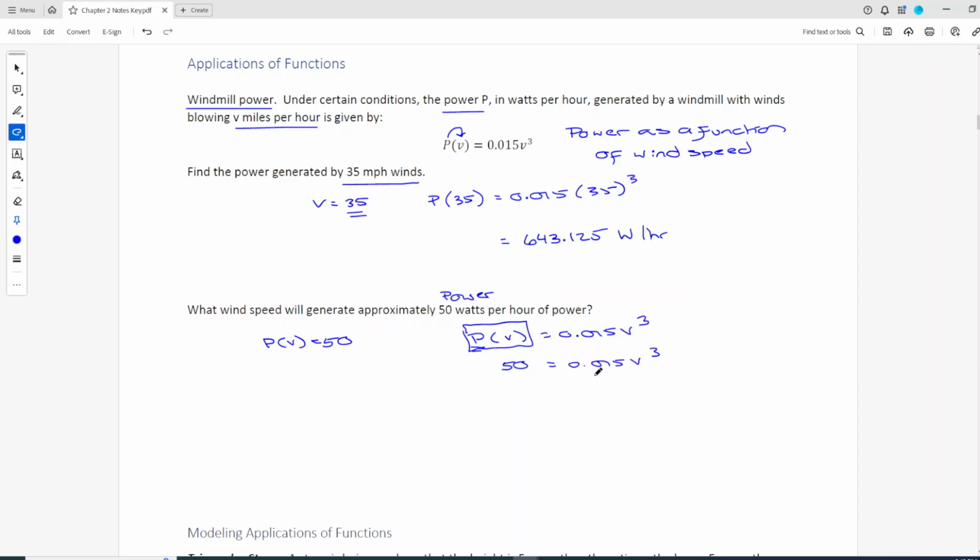And then we'll solve for V cubed by first dividing by 0.015 on both sides, which gives me 50 divided by 0.015. Whew, gives me an awful number. So I'm going to just keep it as this. Now, if you've already plugged it into your calculator, that's great. It should be 3,333.333, but I can't write it down without rounding, so I'm just going to keep the whole thing.